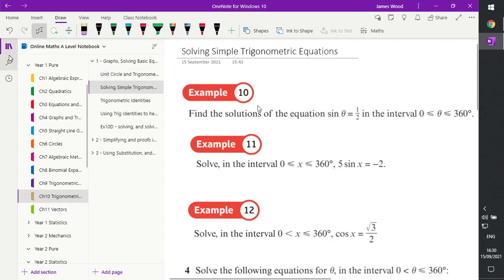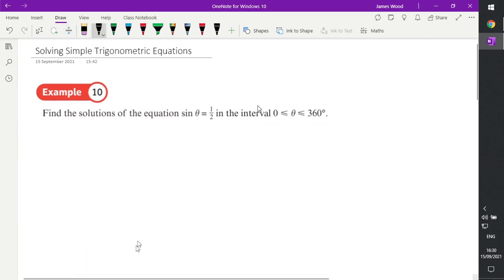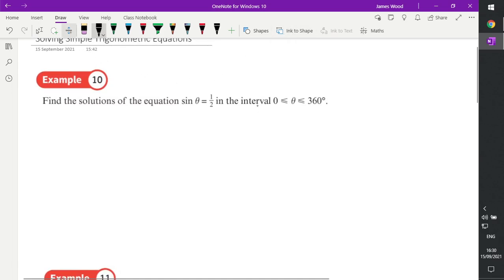Now let's think about how we can use these graphs to solve some equations and use these graphs to help us. So find the solutions of the equation sine theta equals a half in the interval 0 to 360. So let's just sketch the graph between 0 to 360 again.